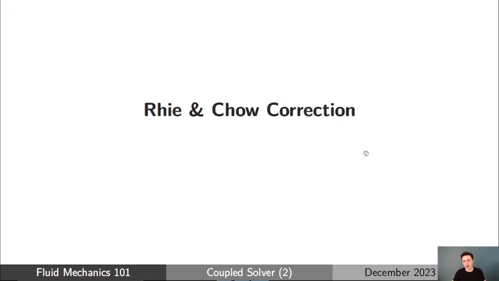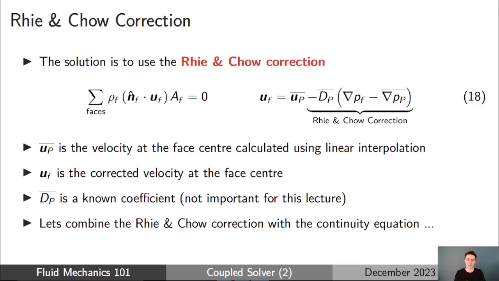Some of you may remember that the Rhie and Chow correction is used in segregated algorithms, and it's applied explicitly to correct the mass source in the pressure correction equation. Well, it turns out that the Rhie and Chow correction also needs to be applied in the coupled pressure-based solver, but it's applied in a different form. The way that it's typically applied is by combining the Rhie and Chow correction with the continuity equation directly. And just a brief recap of what the Rhie and Chow correction actually is. I do have more detailed videos on the correction itself, and you can always look through the literature on the internet if you want to find more detail.